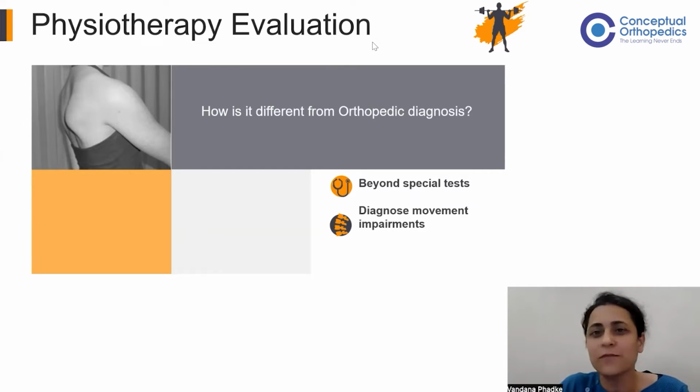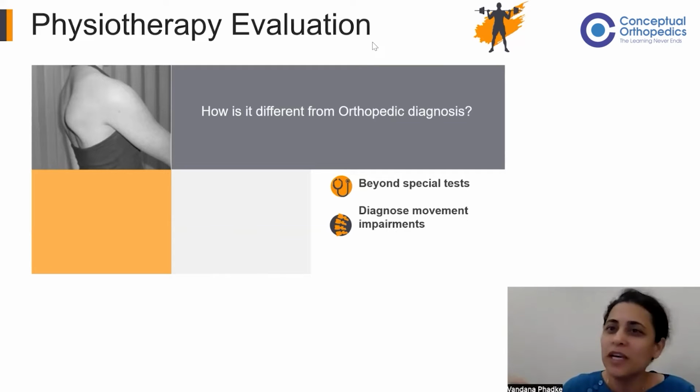Do I look for pec minor tightness? Do I look for dyskinesis, which is a movement impairment? So let me introduce all of you to the terminology that physiotherapists normally use, which is called a movement impairment based diagnosis. These orthopedic labels do not help me. Suppose, I'll give you another example.